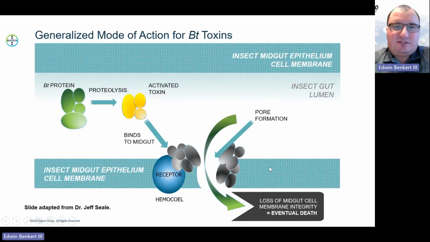You get enough of those cells that begin bursting, and eventually you get pores and holes forming in the midgut cell wall and cell lining. And once you get holes within that midgut, that's where you get gut contents mixing with blood and vice versa. The insect develops a stomach ache and ends up dying. So this process is pretty quick. With BT, it's usually about 10 to 12 hours from ingestion to death of the insect.